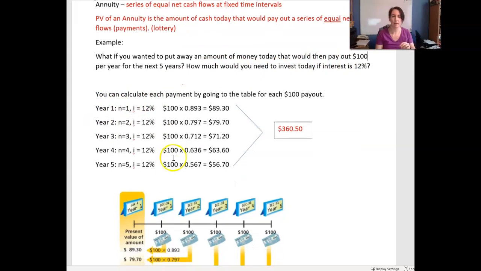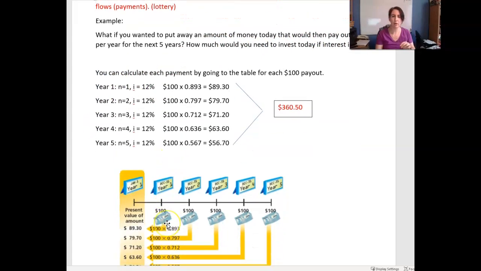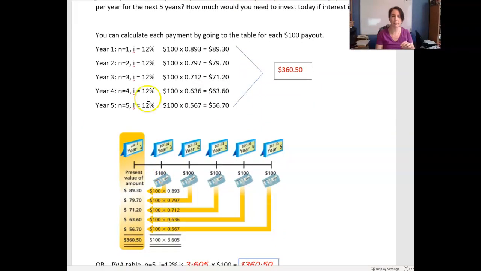Year 1. I want to pay out in year 1 of $100. I'm going to bring this down a little bit. I want to pay out at the end of year 1, year 2, year 3, year 4, year 5. I want $100 every year for the next 5 years. So what I'm going to do is bring those future dollars back to the present value today.